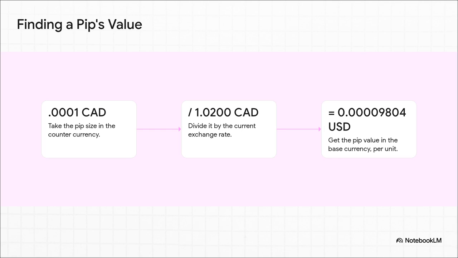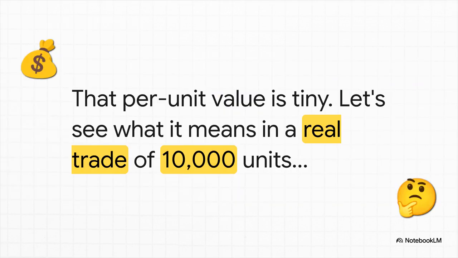First, you take the pip size, which is 0.0001, but it's in the counter currency. That's the second one in the pair, so Canadian dollars. Then you just divide that number by whatever the current exchange rate is. And what you get is the value of one pip, but now it's in the base currency, the first one, which is US dollars. Now that number you end up with is, well, it's tiny and kind of abstract, right?